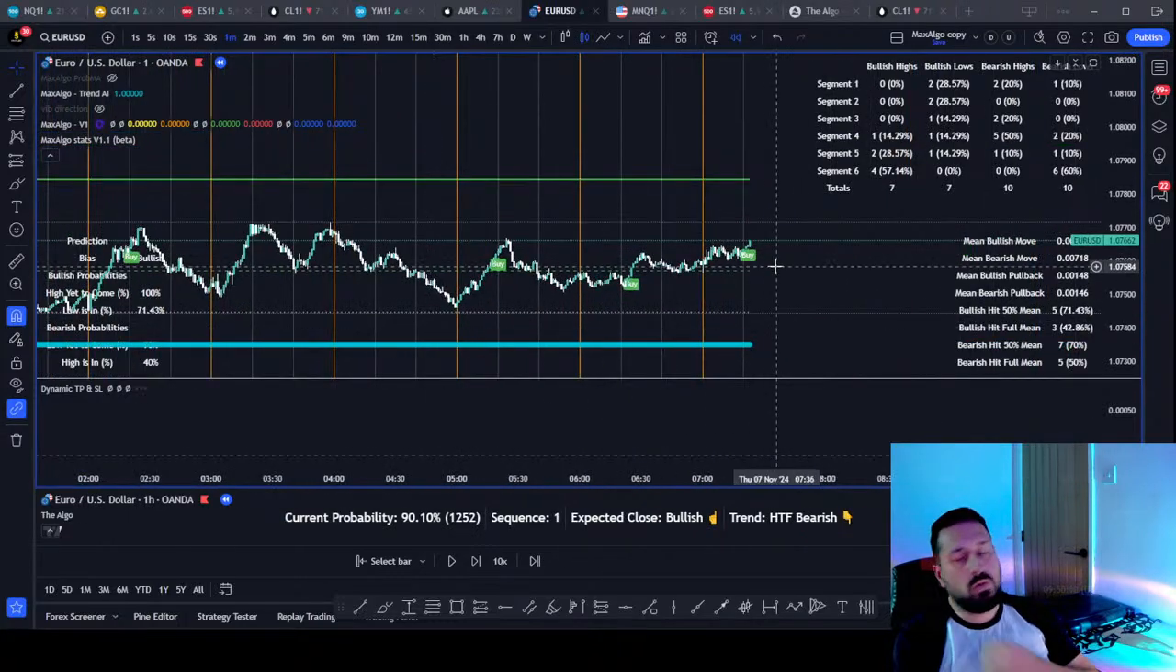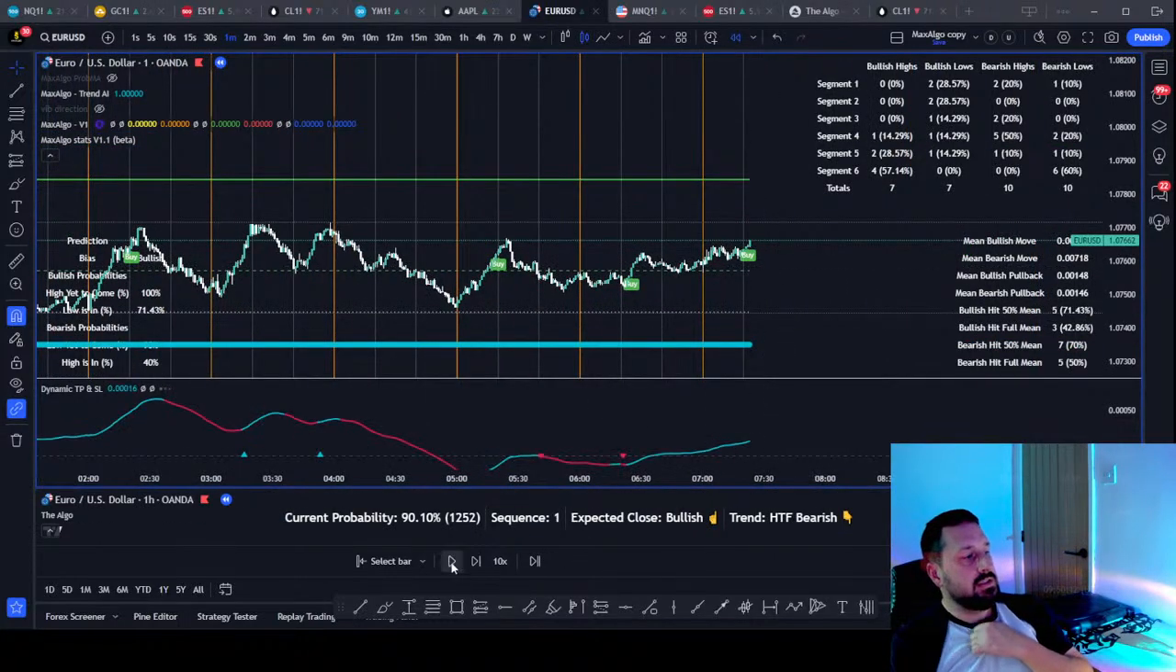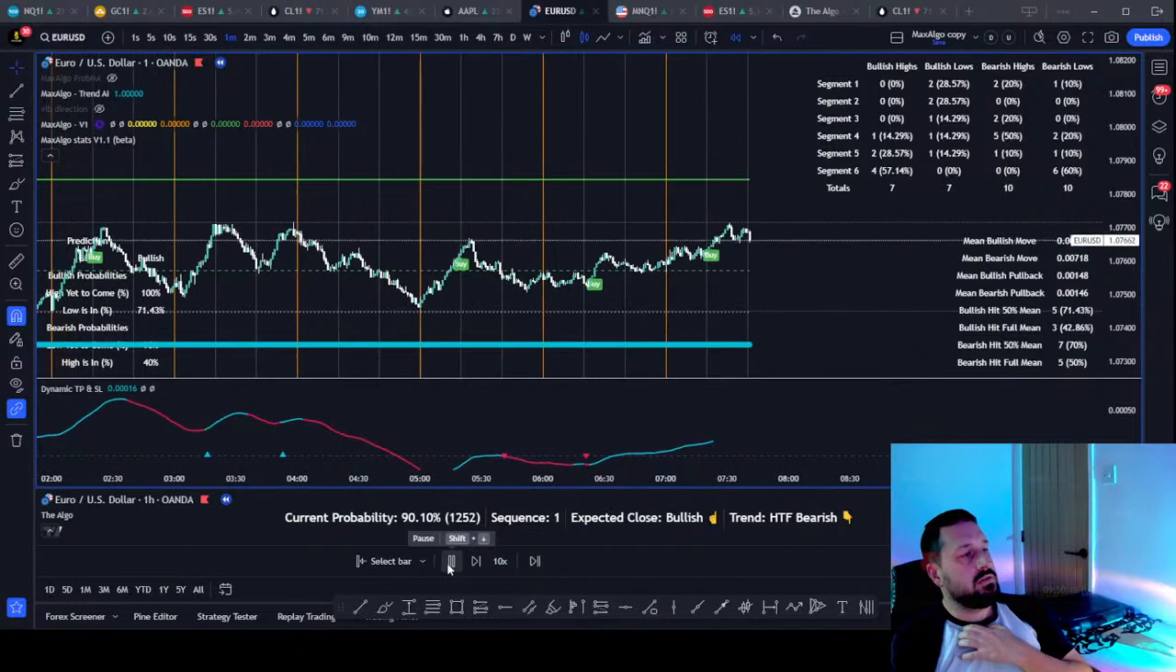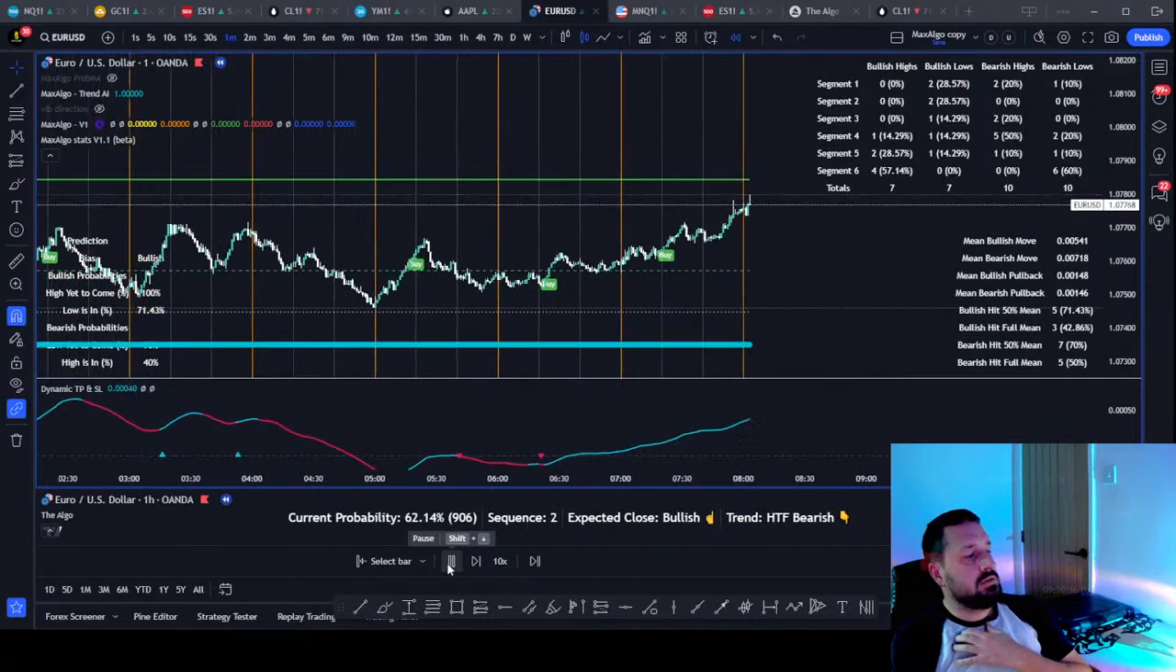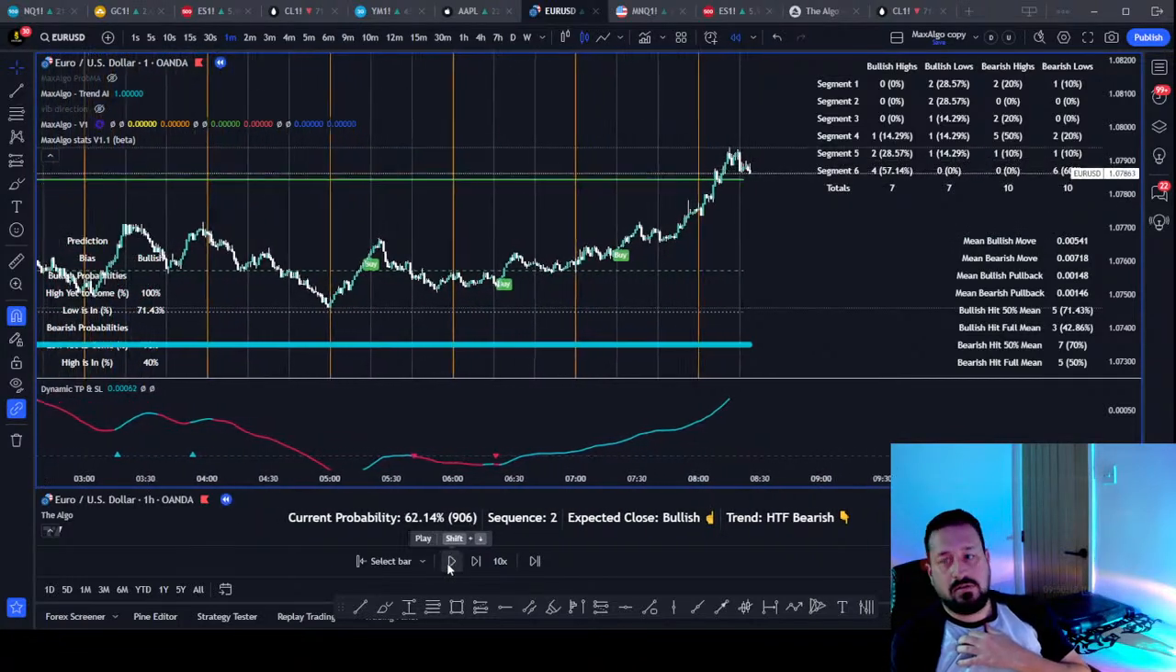There we go, it's a sequence 1. You're still taking the trade. 90% probability being bullish.